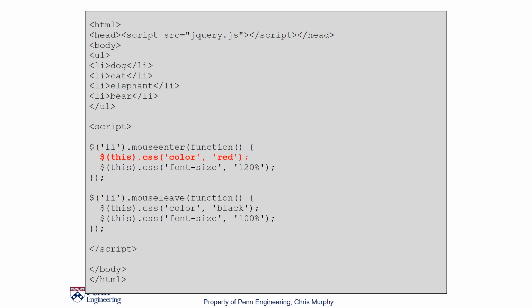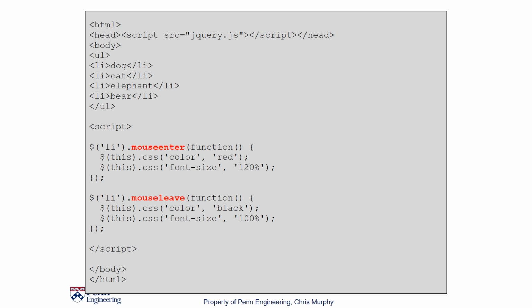In this case, we're setting the color to red. On the next line, we'll apply another CSS property. This will be setting the font size to 120%. Then below that, we have mouse leave. Mouse leave is where the user moves the mouse away from the item. And here we're setting another function, which will set the color to black and the font size back to 100% when the user moves the mouse away from this item.